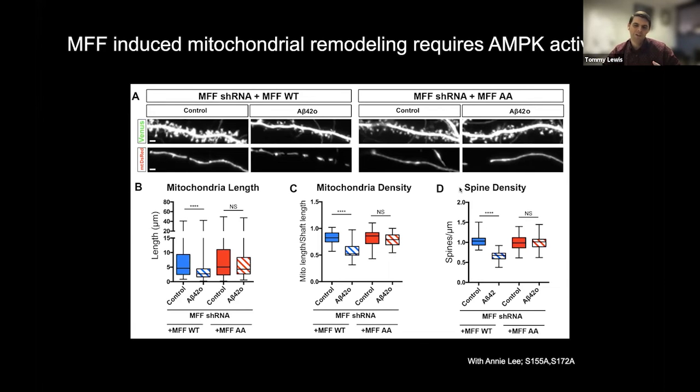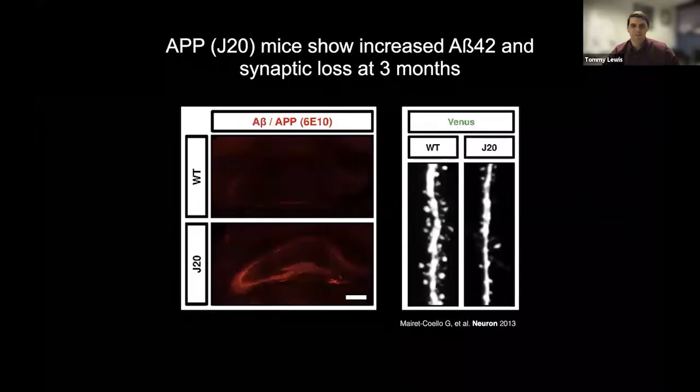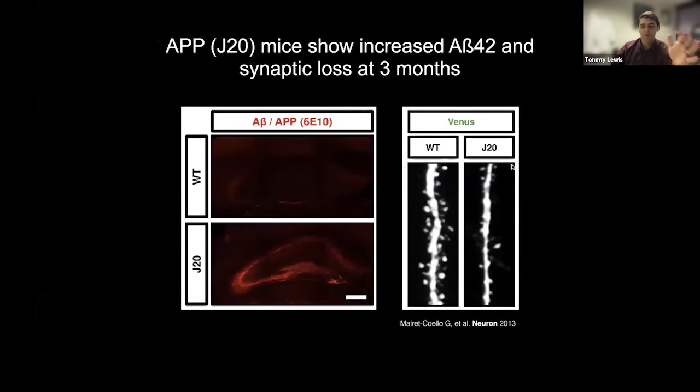And so this might be a targetable thing, where we can target just this AMPK-based activation of MFF and prevent this. So next, that was all in culture. We want to actually see, is this something that's happening in Alzheimer's disease mouse models? So we are using this APP overexpressing J20 mouse model.